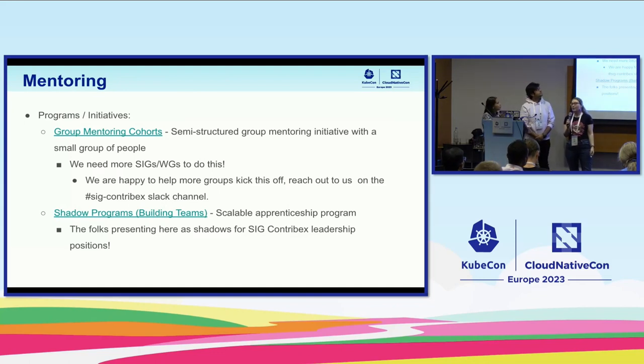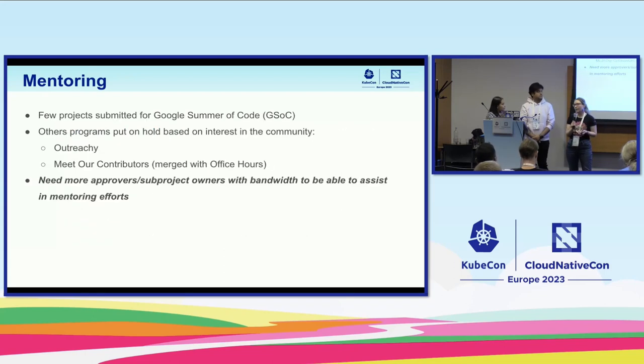Here's a little bit more about the mentoring subproject that we mentioned earlier. They do group mentoring cohorts, theoretically. They try to help encourage other SIGs and working groups to work mentoring into the way that they do things. And they also help some folks establish shadowing programs. So one of our most popular teams to work with is the release team, because the release team has a wonderful shadowing process in place. More groups within the Kubernetes project are trying to establish these shadow programs as well.